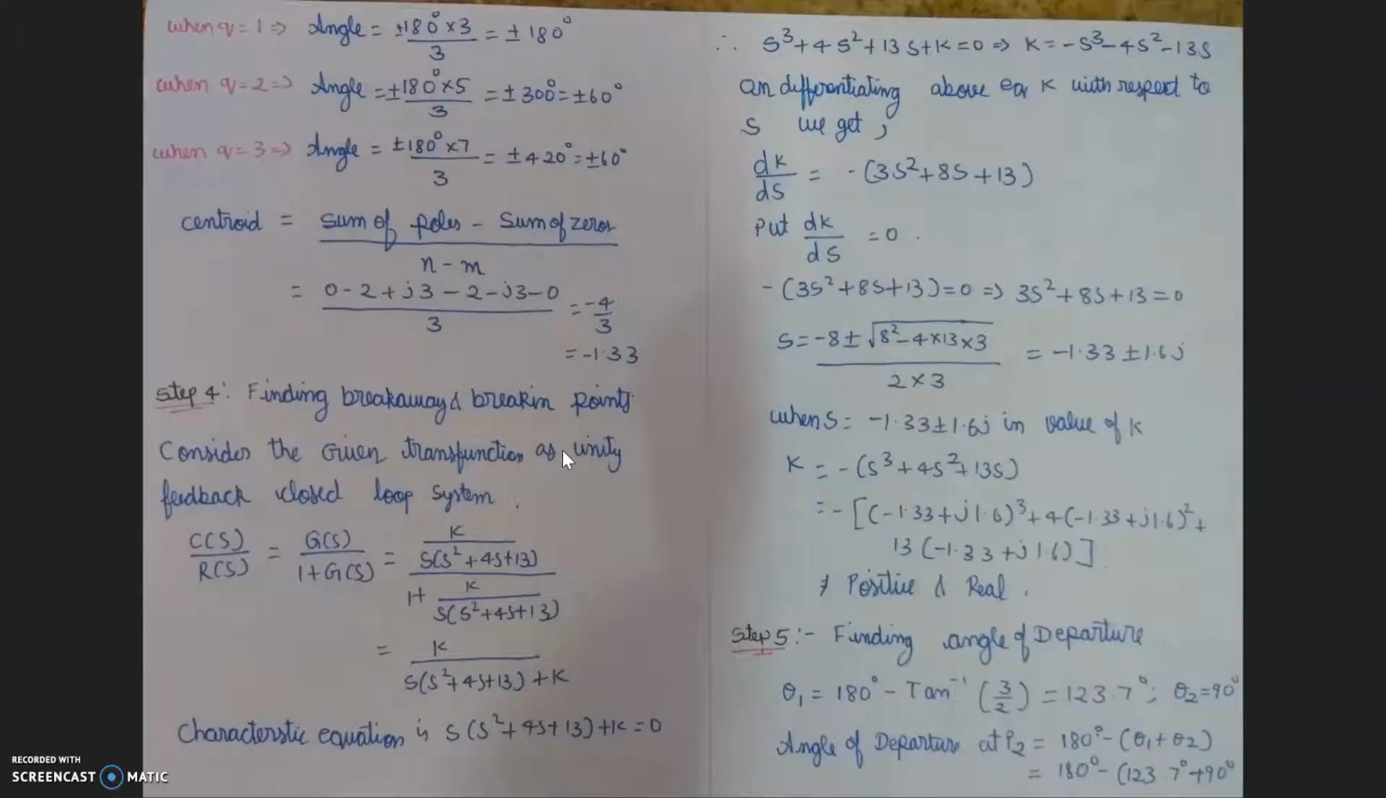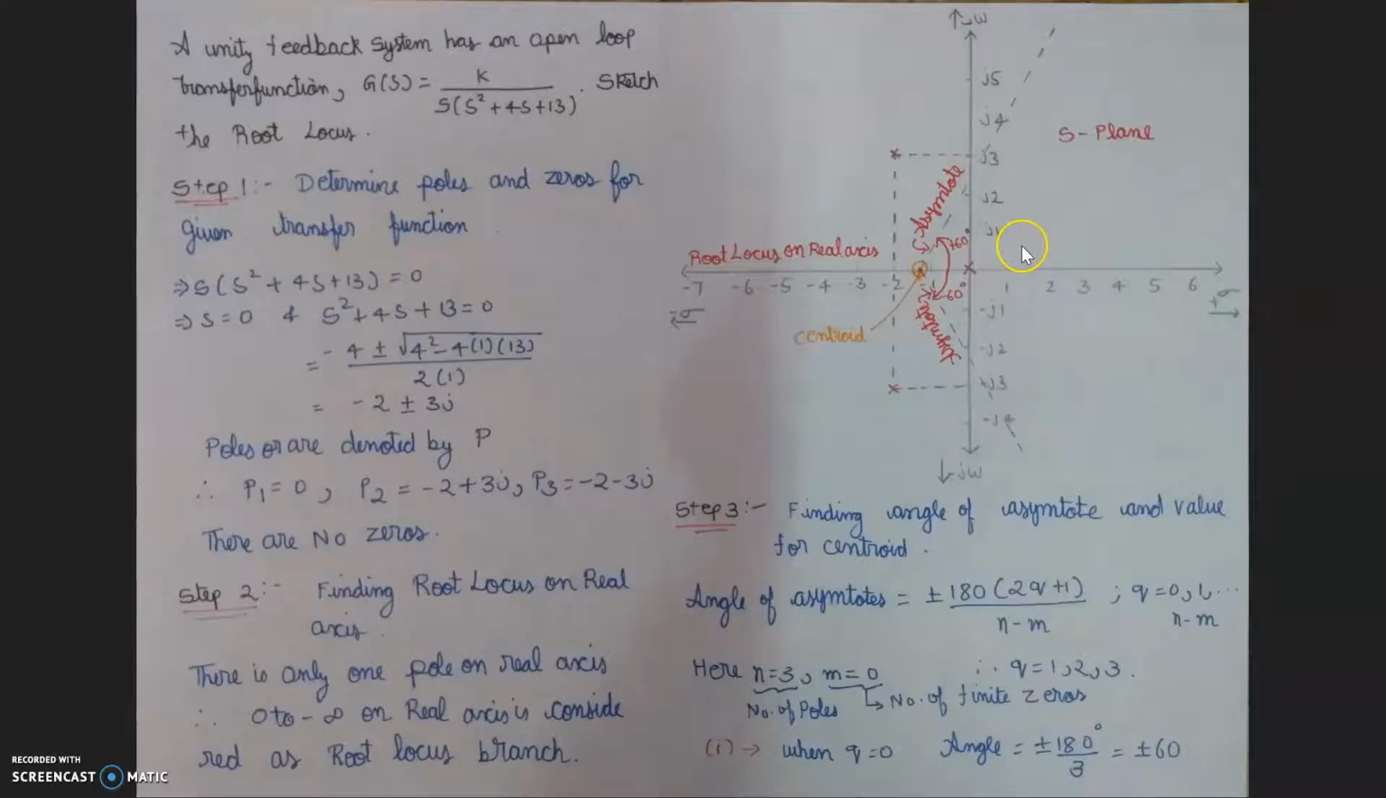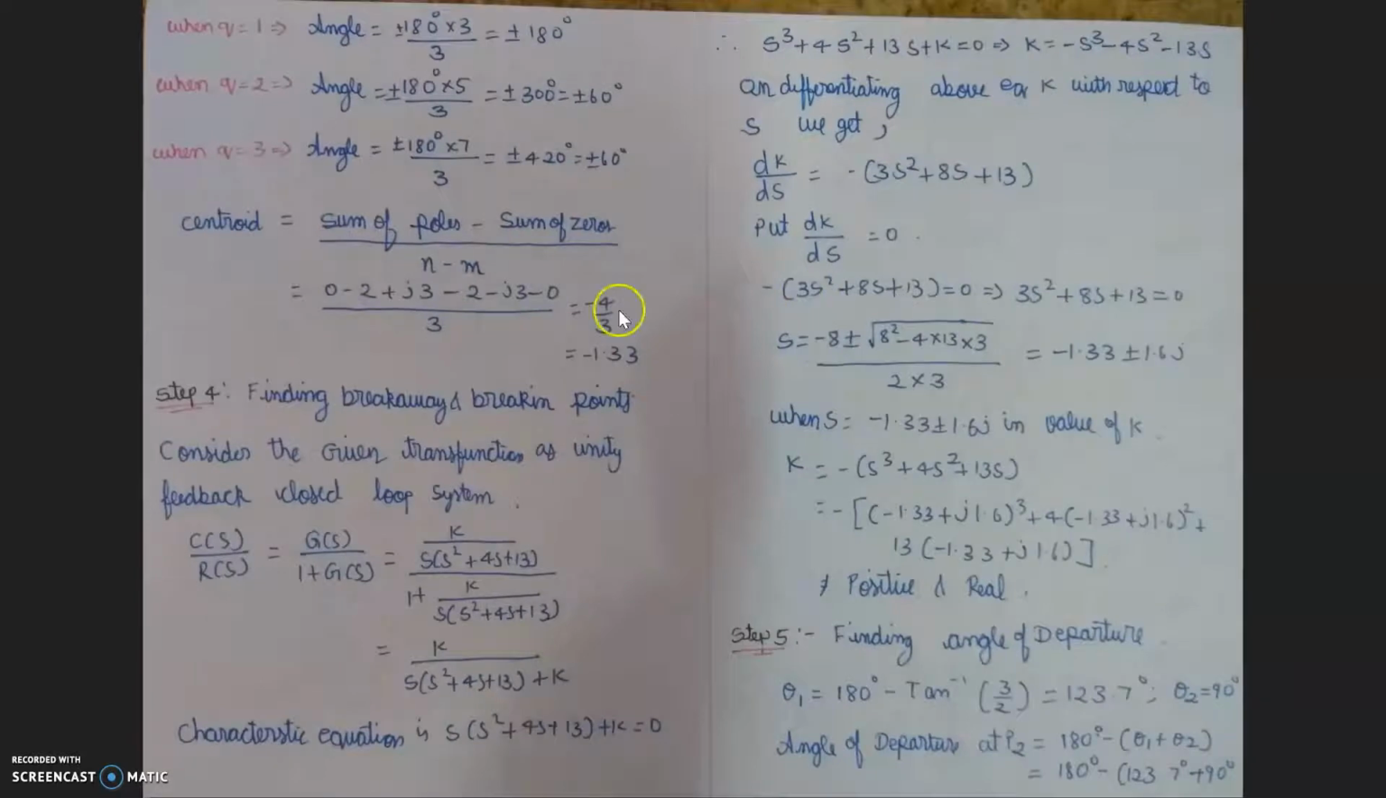We find these breaking and breakaway points in order to make sure whether the root locus is continuous in this branch. Here it is continuous, but in some problems it won't be continuously ranging from 0 to minus infinity. There will be some breakaway in between lines. So in order to determine that, we calculate the breaking and breakaway points.